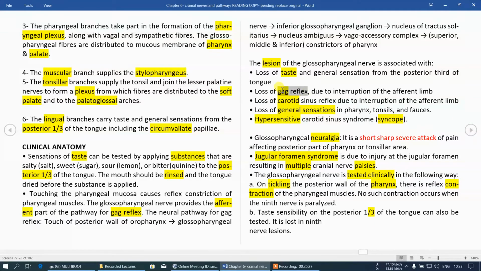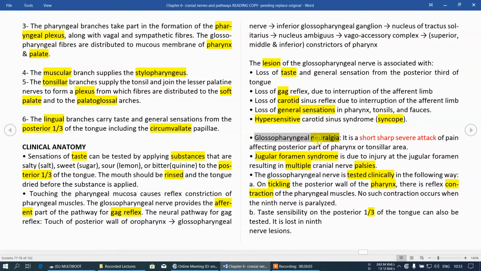Gag reflex is also mentioned in physiology. It is a spasmodic contraction of the pharyngeal muscles due to stimulation of the oropharyngeal isthmus. So if you touch some object in the oropharyngeal isthmus, then there is a reflex, the gag reflex. All of you are familiar with this gag reflex. So this pathway involves the glossopharyngeal nerve. So if it is damaged, then you will have all these symptoms.